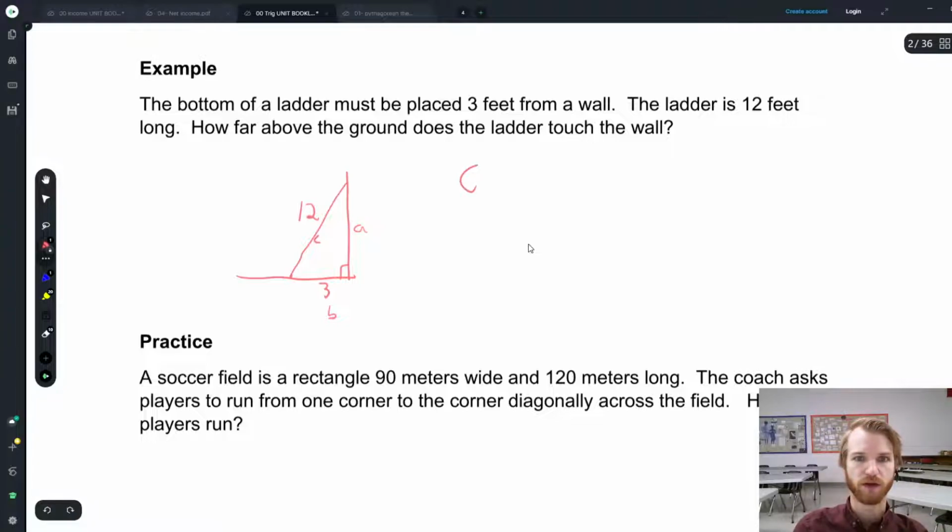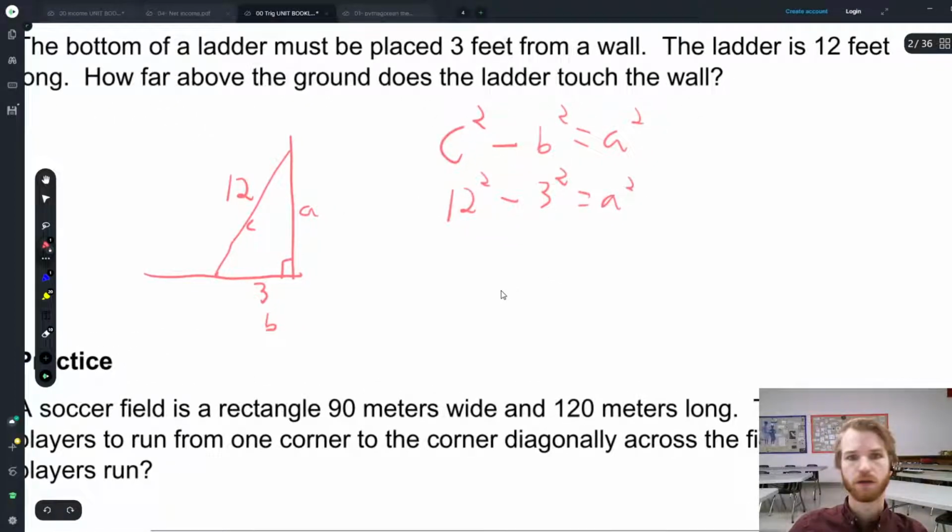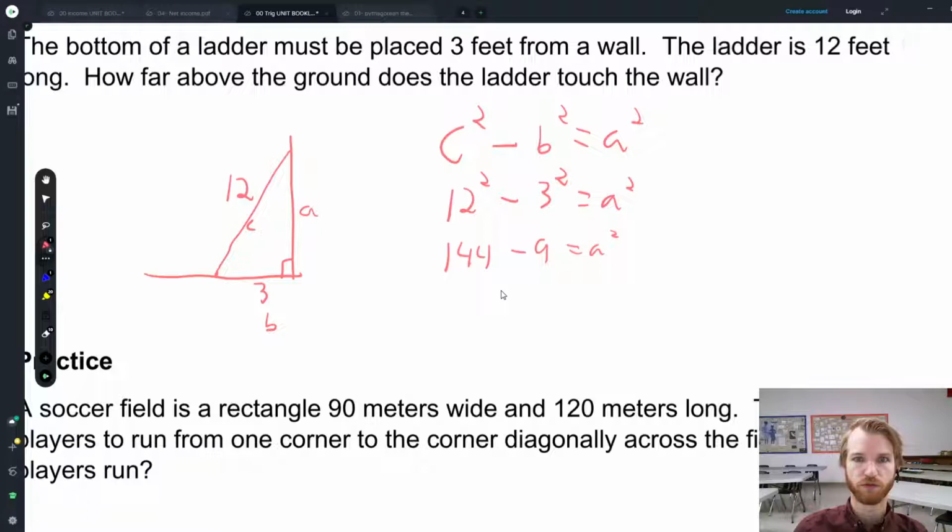We're going to take our big side, our hypotenuse C squared, subtract off our small side, B squared, and be left with our A squared there. So C is 12 squared, subtract B squared, that's 3 squared, is equal to A squared. So 12 squared is 144, subtract 3 squared is 9, is equal to A squared, which brings us to 135 is equal to A squared, and now our final step is just a square root.